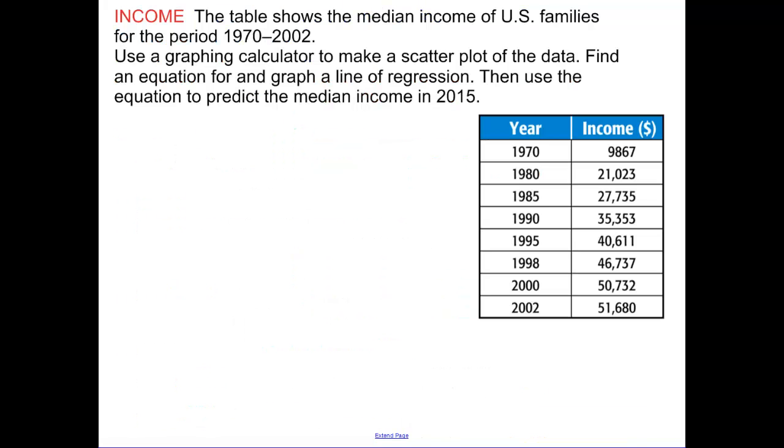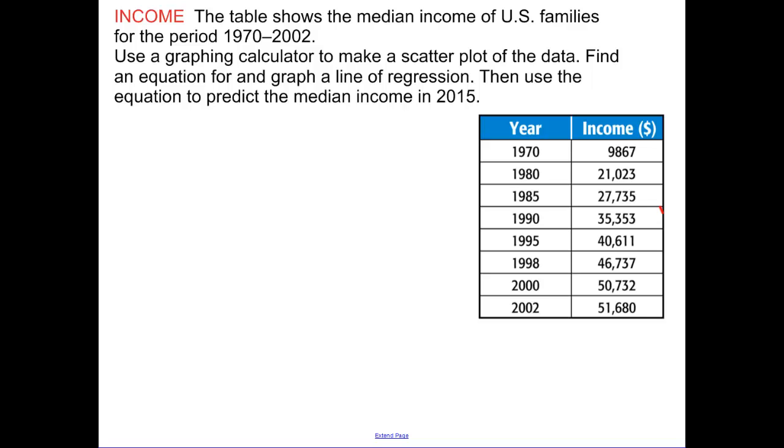Our next example uses the calculator, because look at these big numbers. These numbers get pretty big. The table shows the median income of U.S. families for the period from 1970 to 2002. Use a graphing calculator to make a scatter plot of the data, find an equation for and graph the line of regression, then use the equation to predict the median income in 2015.